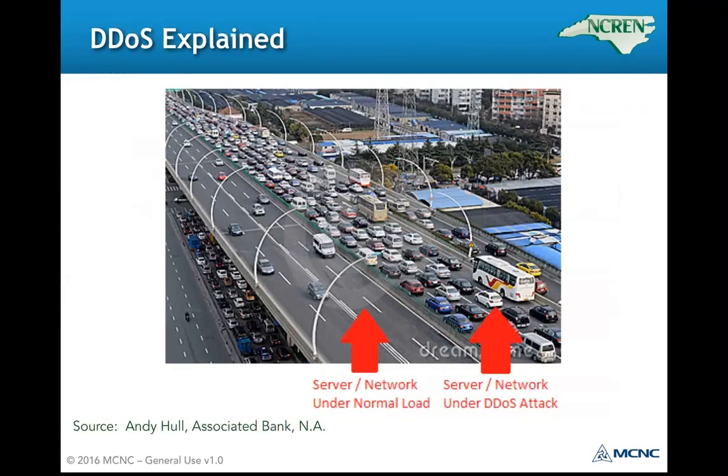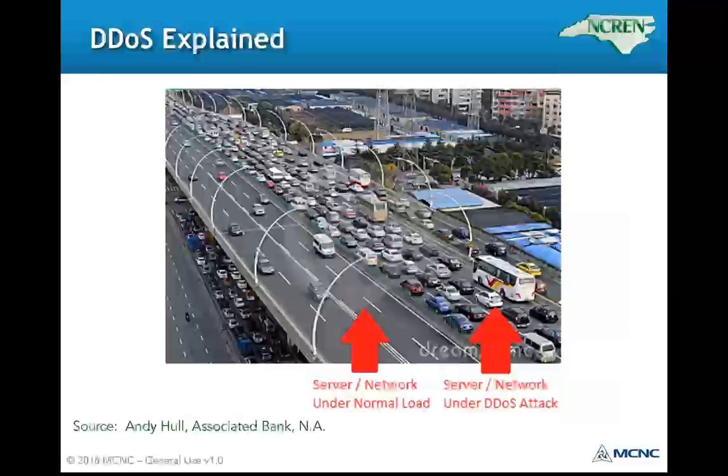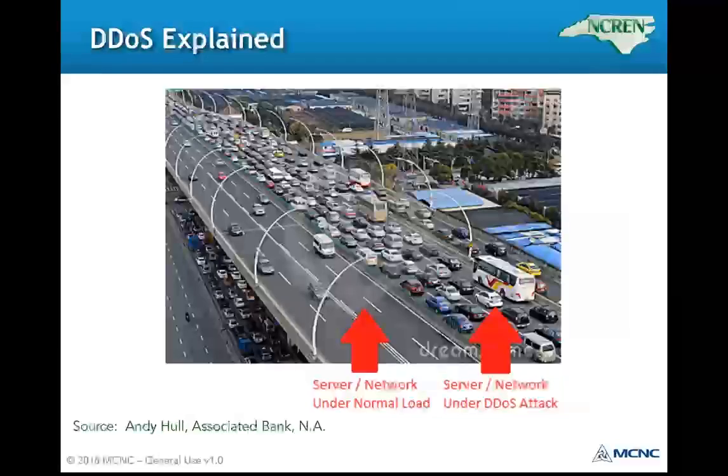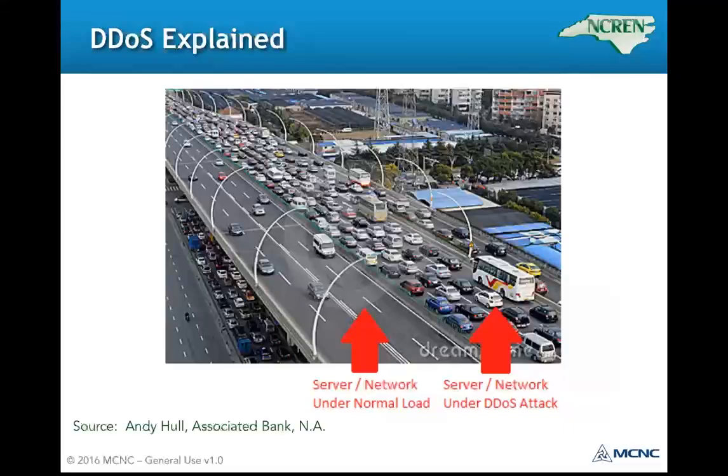So this is a graphical or a picture representation of kind of what a DDoS attack looks like to resources. On the left side, you see what would be a system or a network under a normal load with just light traffic. And then on the right-hand side, you see what that system might look like when a DDoS attack is occurring. Everything's all gummed up and there aren't resources available and the traffic can't move. So just a picture to kind of illustrate the point there.